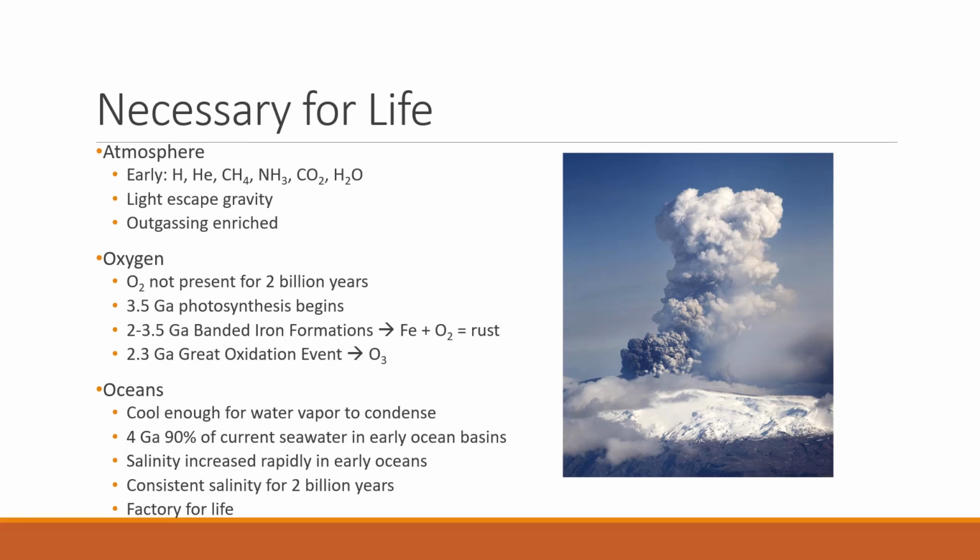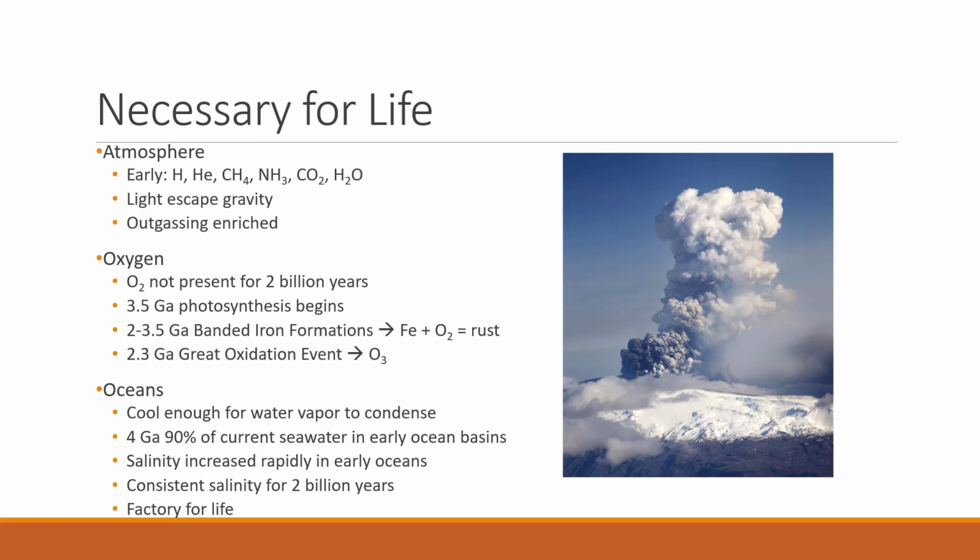So the light gases eventually escaped, because gravity wasn't able to pull them in. And then we had changes in the atmosphere due to outgassing of volcanic eruptions, and that enriched our atmosphere in certain elements, which would then allow our atmosphere to develop into more of what we recognize today. In order for life to be present, at least life as we recognize it, we have to have oxygen. But oxygen as O2, which is the oxygen that we breathe, was not present for the first 2 billion years of Earth's history.